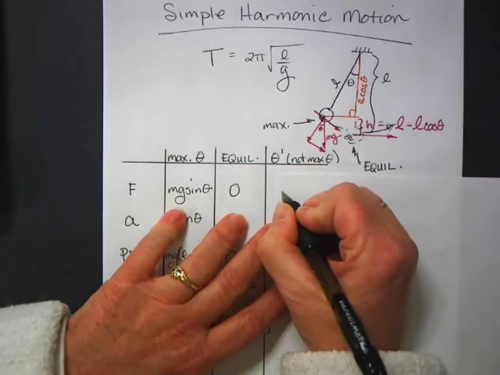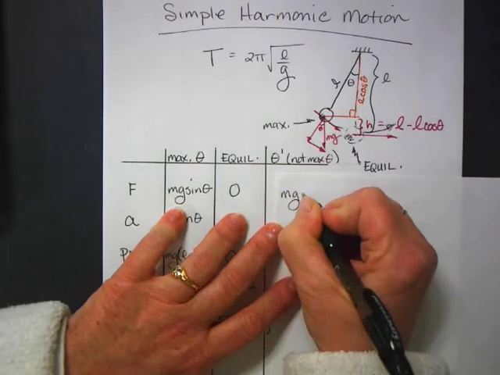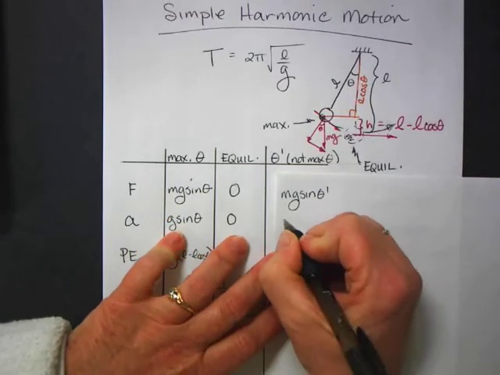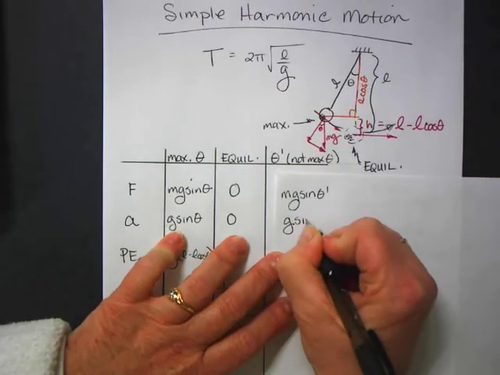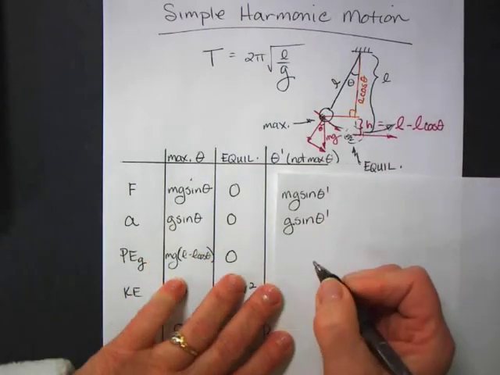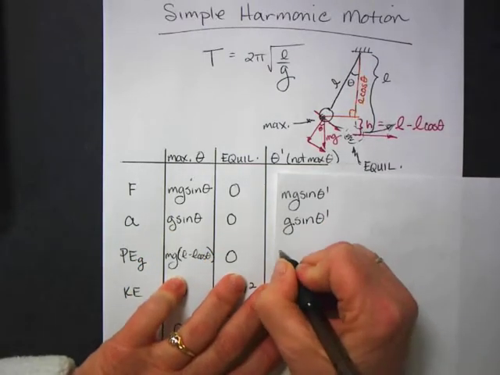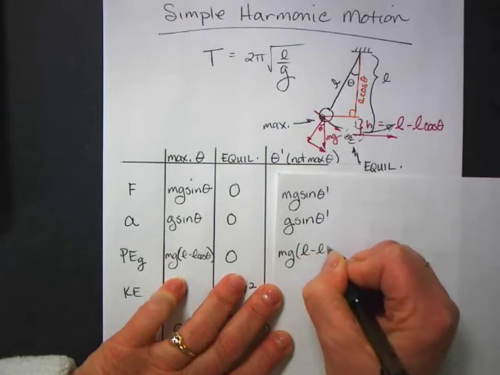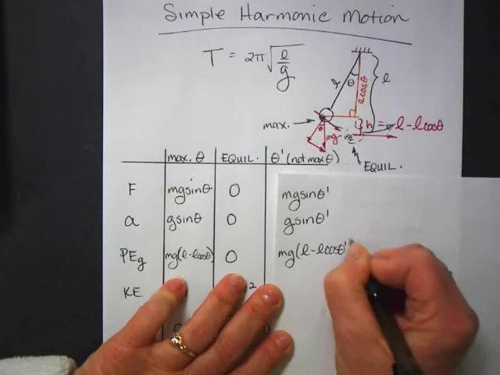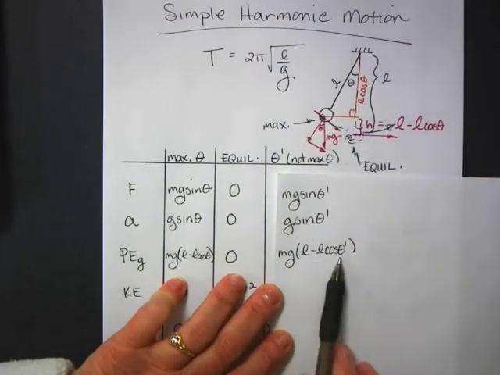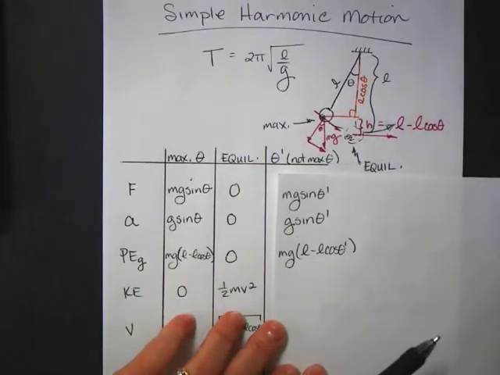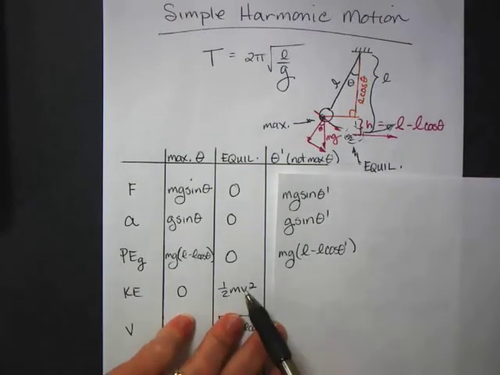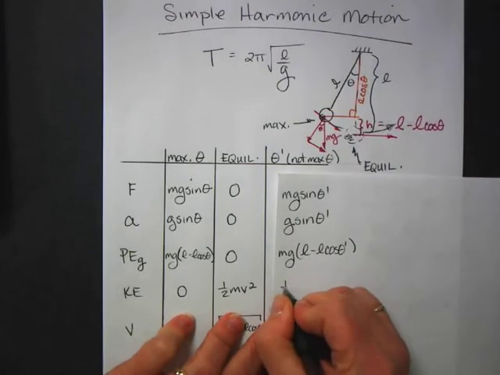If it's at some theta other than the maximum, the force is just mg sine theta prime. No big deal. Acceleration, g sine theta prime. Potential energy, mg times (L minus L cosine theta prime). So all we're doing is changing theta to theta prime for these, okay? Kinetic energy is just going to be 1/2 mv prime squared, some other velocity, so I'm going to fill that in.